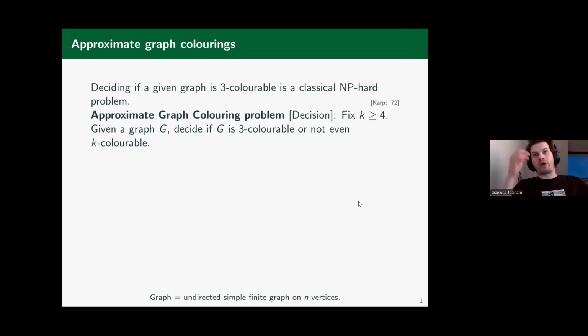So that's where the simplification comes in. We don't have to decide whether or not the graph is k-colorable. We have just to determine whether it's three-colorable or not even k colors are enough. This has been a surprisingly tough problem to study.